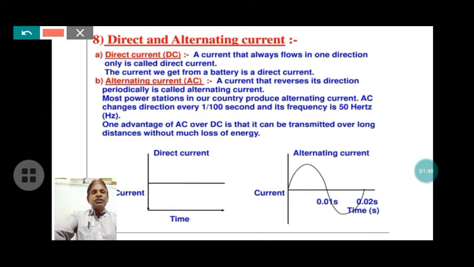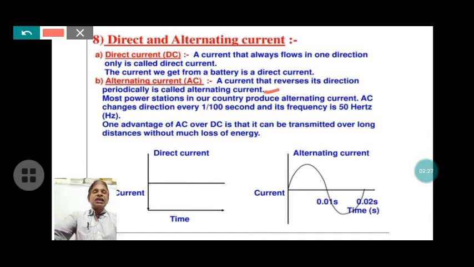The current we get from a battery or cell is a direct current. Alternating current, known as AC: a current that reverses its direction periodically is called alternating current. The direction of the current is reversed periodically after some interval of time, so it is called periodic. Most power stations in our country and electric generators produce alternating current, known as AC.